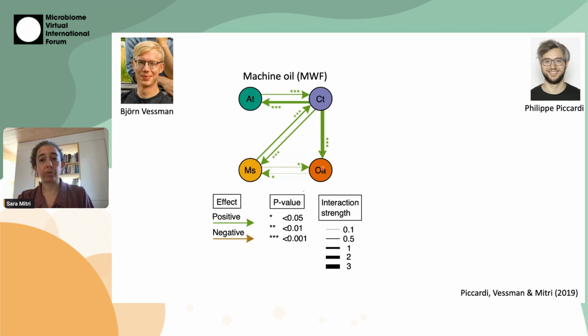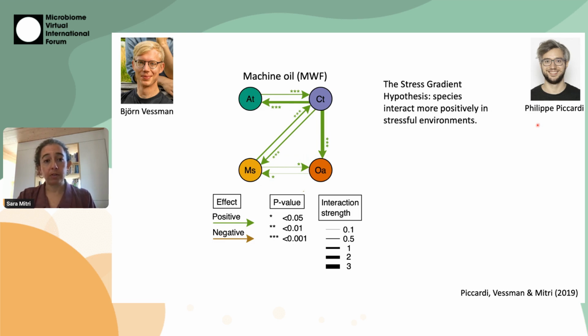And this was a bit surprising for me, at least, because I had done my postdoc in one of the labs that was in the camp that said it's mostly competition that you should see between microbes. And so Philippe started looking in the literature, and he found this concept that comes from plant ecology called the stress gradient hypothesis. And the idea there is if species are growing in a stressful environment, so originally plants growing in a stressful environment, they tend to benefit more from other species that are around them. So you would be more likely to see positive interactions.